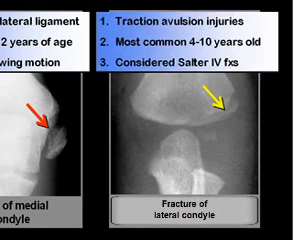This is a fracture of the elbow. These fractures are traction avulsion type injuries. They're most common around the age of 4 to 10 years, and they are considered Salter 4 fractures and may be associated with growth abnormalities.